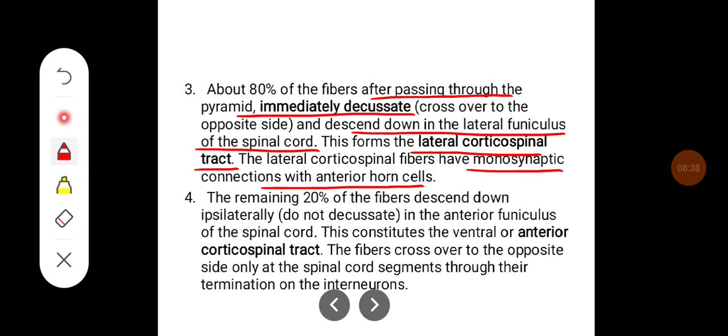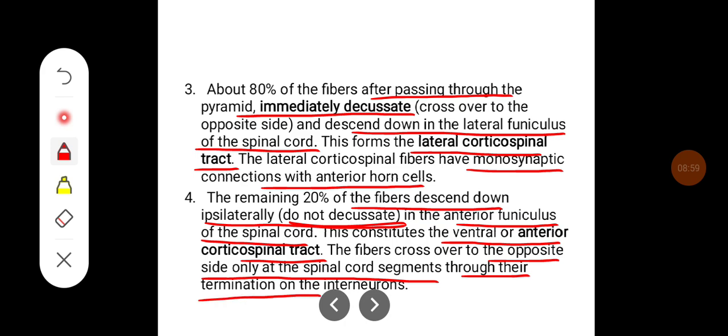The remaining 20% of the fibers descend ipsilaterally, that is, they do not decussate, in the anterior funiculus of the spinal cord. This constitutes the ventral or anterior corticospinal tract. The fibers cross over to the opposite side only at the spinal segment, through their termination on the interneurons.